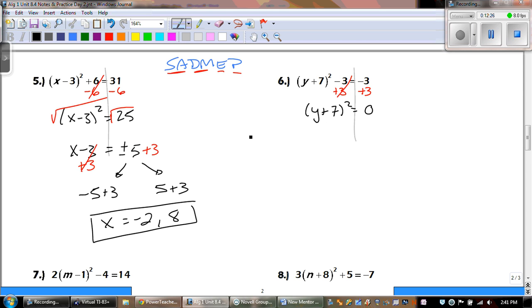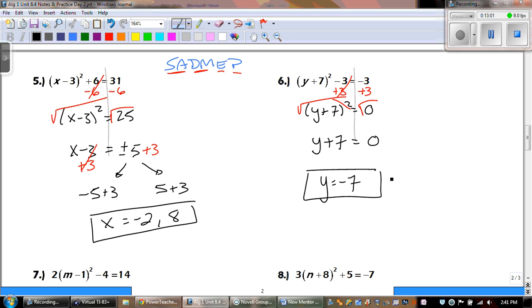And a lot of people were asking in class at this point, like, Mr. Grice, do I have to finish it? Well, yeah, you have to finish it because it's inverse operations. We just can't be like, oh, well, it equals 0, so I'm done. No. Now, the square root of 0 is 0, and there's no plus or minus 0, so that part you're done, but you still have the y plus 7. And then when you solve for y, by subtracting 7, you just get y equals negative 7. And this is one where it has one solution, which means the vertex is on the x-axis.